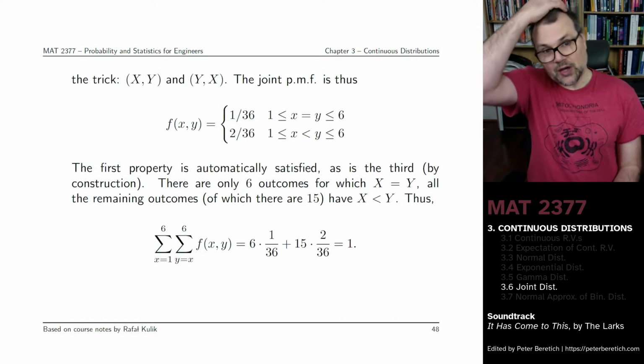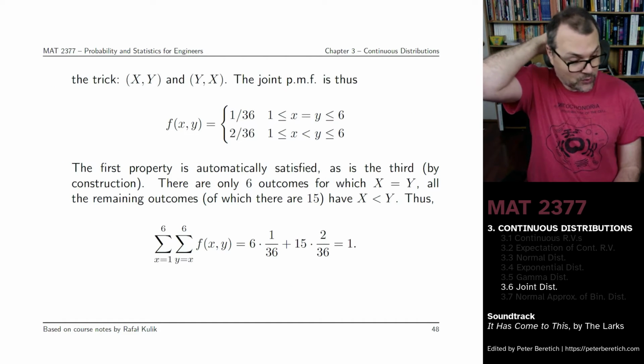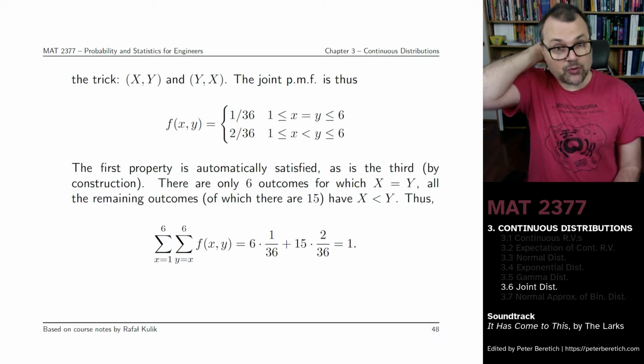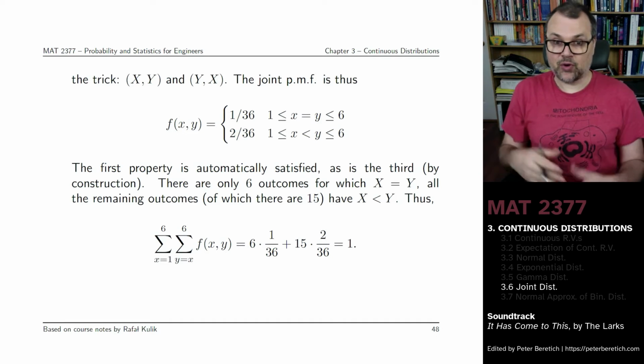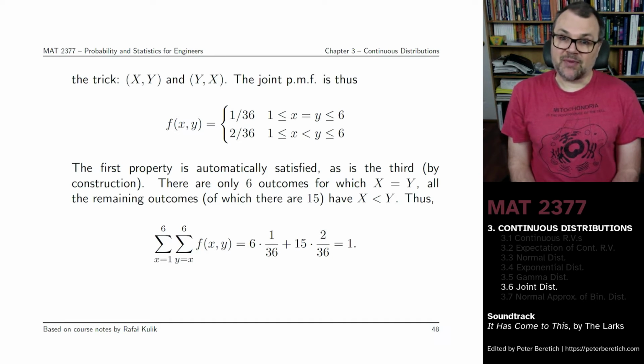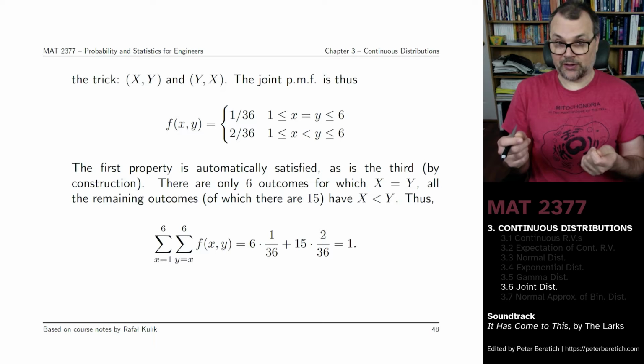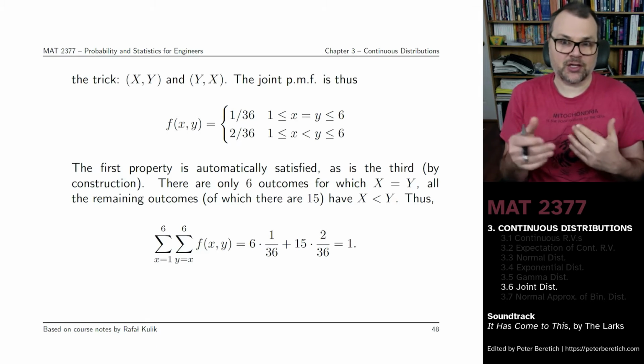In that case, you have 2 outcomes, right? X and Y, and Y and X, would both give you the same X and the same Y. So the joint probability mass function is very simple to compute. It's going to take on the value 1 over 36. It's one of the 36 potential outcomes where the X and Y are equal. And in fact, there are 6 such outcomes.